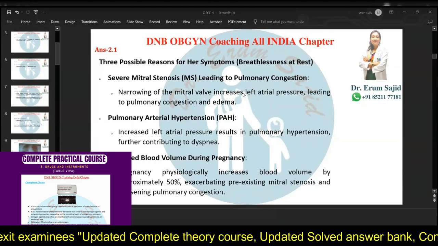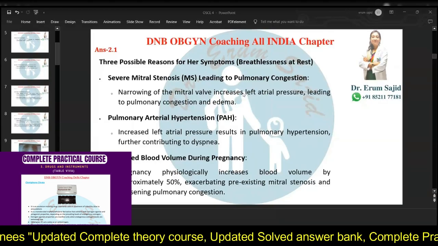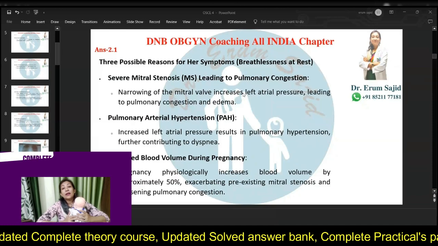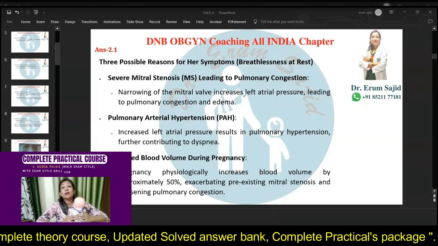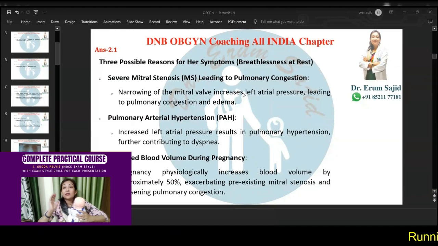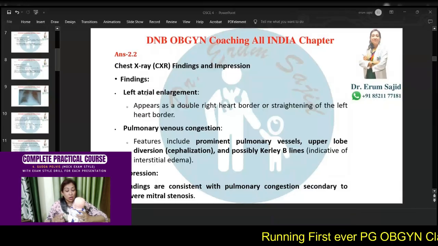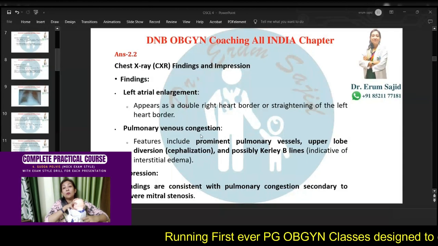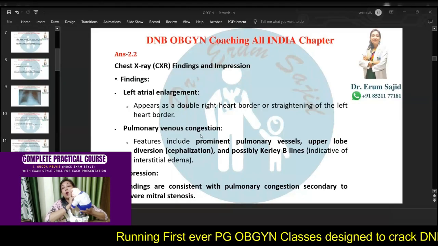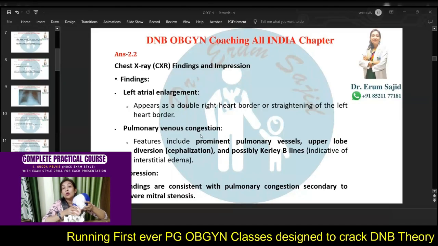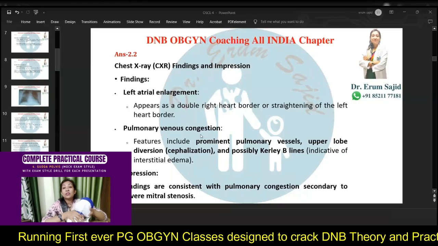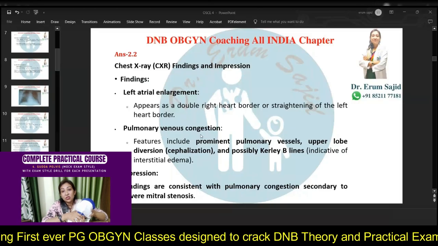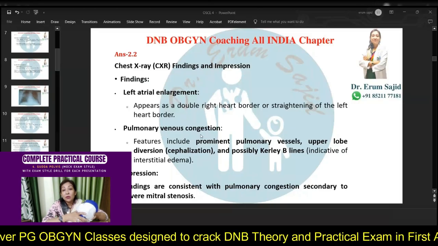This is just one more way of saying it. Then there is obviously increased blood volume during pregnancy. Pregnancy also leads to dyspnea on exertion. So that could be one reason. Then chest X-ray. What are the chest X-ray findings? There is probably a left atrial enlargement because of mitral stenosis, and there is pulmonary venous congestion. These are the findings which are consistent with severe MS along with pulmonary congestion.